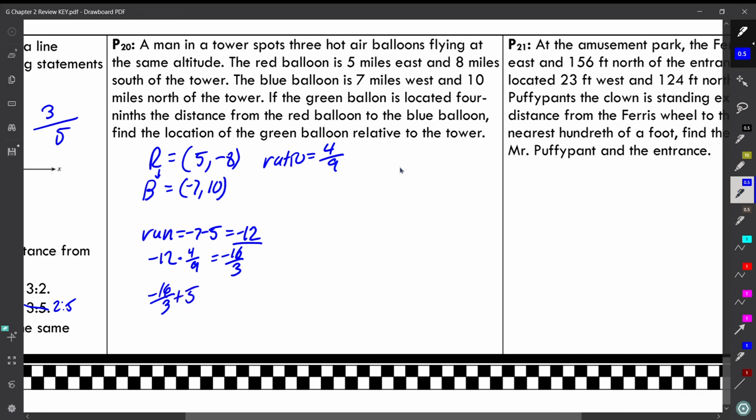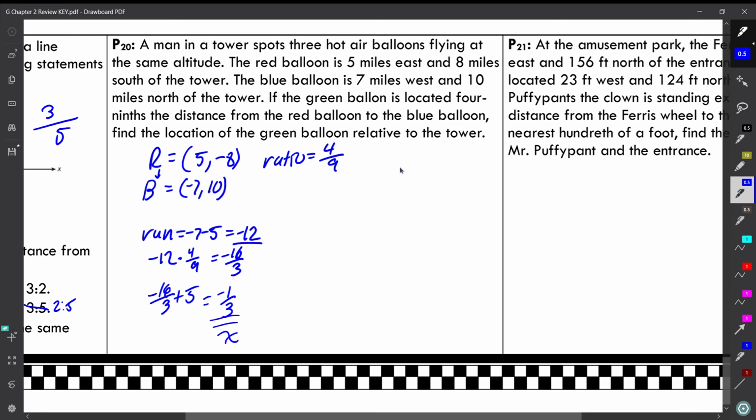Let me make sure I'm doing everything right. -7 minus 5, I mean. Yes, okay, good, just making sure. Sometimes I get weird when I have these terrible, different numbers. Anyway, -16/3 plus 5. I'm just going to take that in my calculator and let it do it for me. I get that is equal to -1/3. That's my new x coordinate.